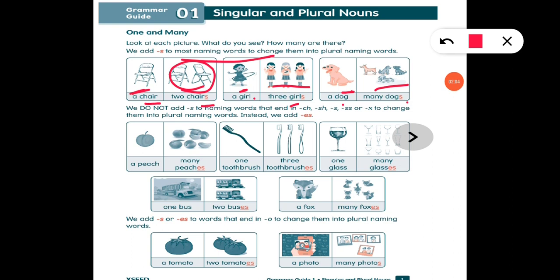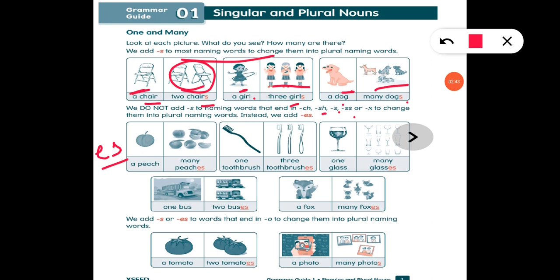Next, where we add es. Now let's look at this. We don't add s to the naming words that end with ch, sh, s, ss or x to change them into plural naming words. Instead, we add es. We don't use only s at the end of words that end with ch, sh, s.